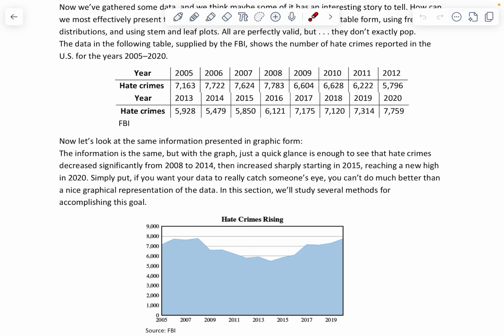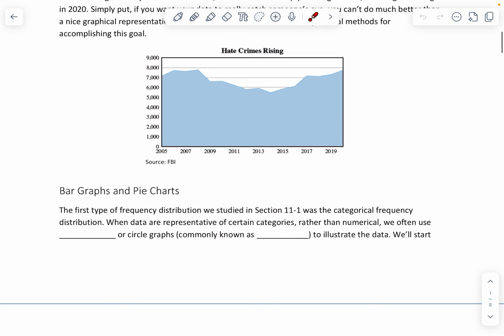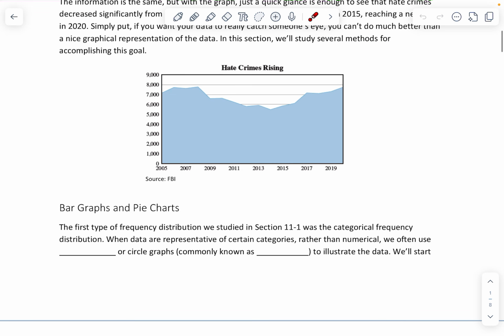Simply put, if you want your data to really catch someone's eye, you can't do much better than a nice graphical representation of the data. In this section, we'll study several methods for accomplishing this goal. We will begin by looking at bar graphs and pie charts.